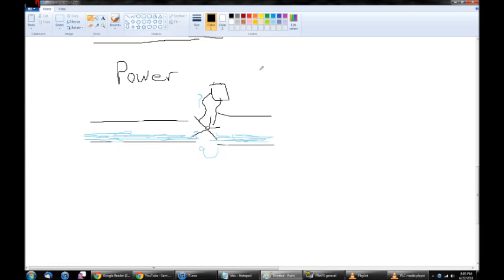So power, we're always going to describe it in watts. And the symbol for power is P. And we have a nice little equation that relates power, voltage, current, and resistance that we're going to get to in a minute.